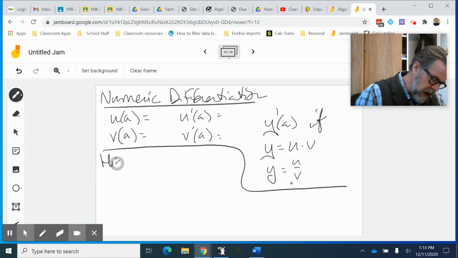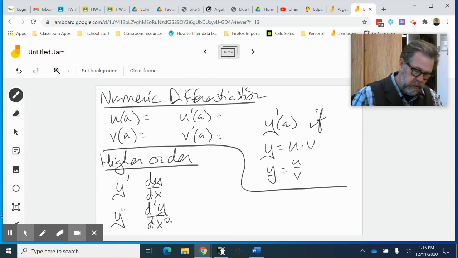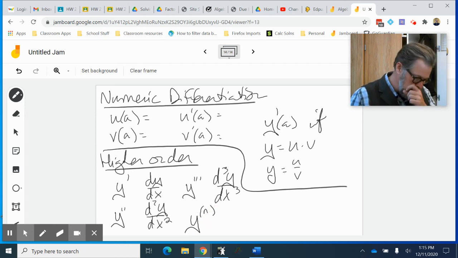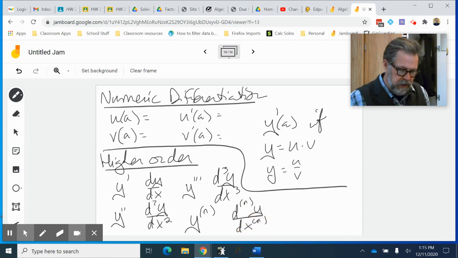And finally, higher order derivatives. You just need to understand that y prime is the derivative with respect to x. Y double prime is the second derivative with respect to x, not with respect to x squared, with respect to x. Y triple prime, third derivative with respect to x. And then y, the nth derivative with respect to x. Actually, I don't think we normally put that n in parentheses on the second part.